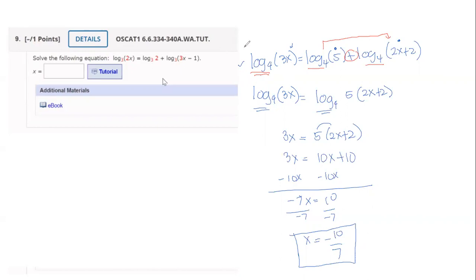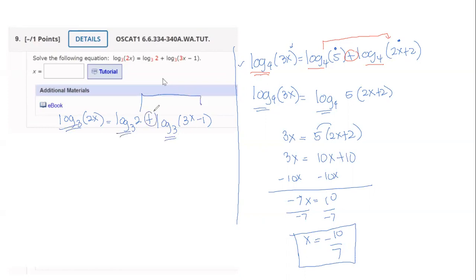In fact, I'm going to get you started on this one. So I'm going to copy this: log 3 (2x) equals log 3 (2) plus log 3. And feel free to pause me if you want to try it on your own, and then you can double check your work. Okay, one log 3, two log 3, so we need to combine this. That's a plus, so that's going to be a multiplication.